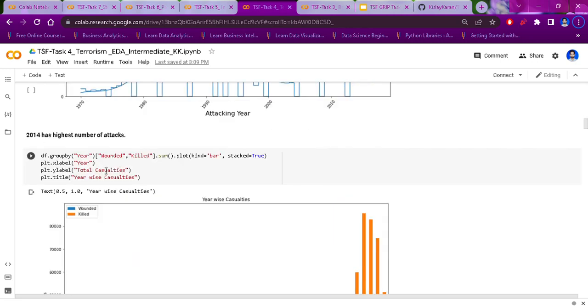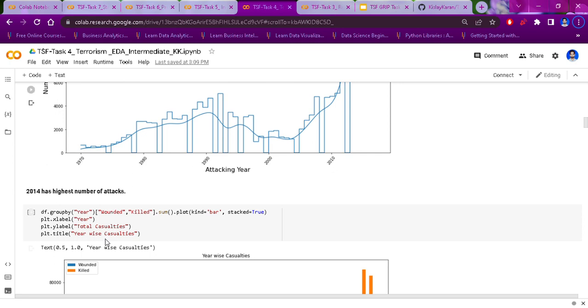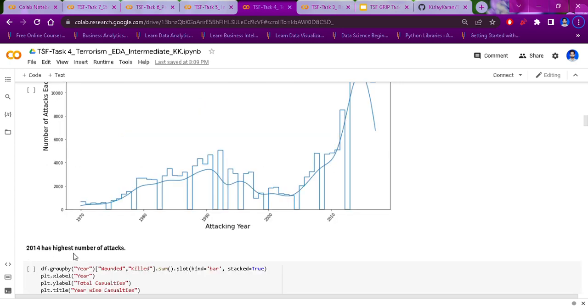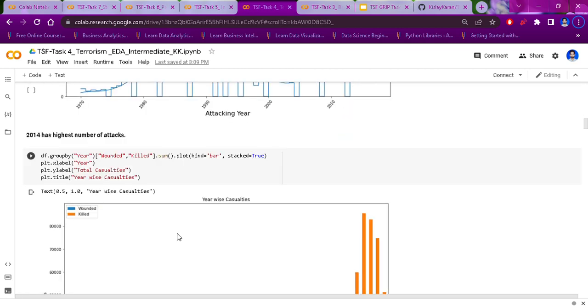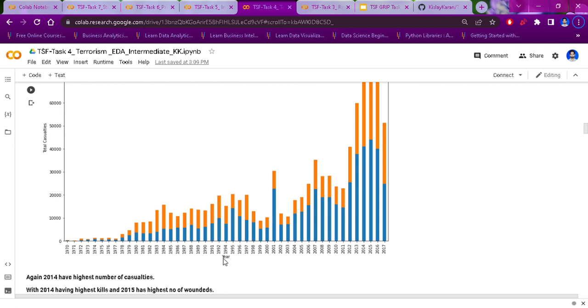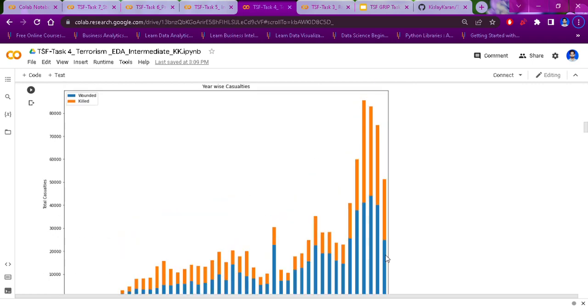Then we go ahead and find out the year wise casualties. One more thing, 2014 has the highest number of terrorist attacks across the globe. In the year wise casualties we observe that between 2012 to 2017 the attacks were at their peak, and the stacked graph shows yellow for the number of killed, and blue for the wounded.